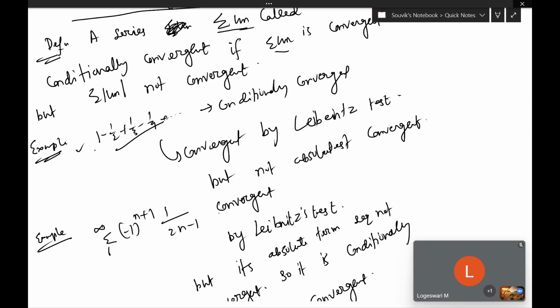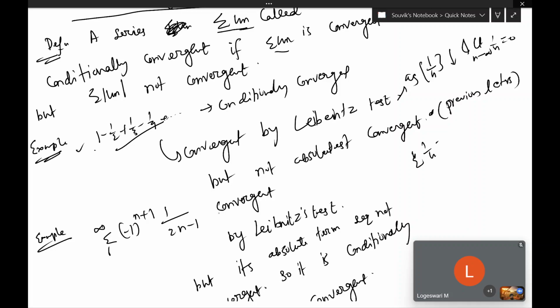Why? Because the series is convergent by the Leibniz test. How can we apply the Leibniz test? Because the sequence 1 by n is monotone decreasing, and its limiting value is 0, so we can apply the Leibniz test here. So by the Leibniz test, this 1 minus half plus 1 third minus 1 by 4 is convergent. But this is not absolutely convergent, as shown in previous lectures, because the absolute series summation 1 by n is known as the harmonic series.